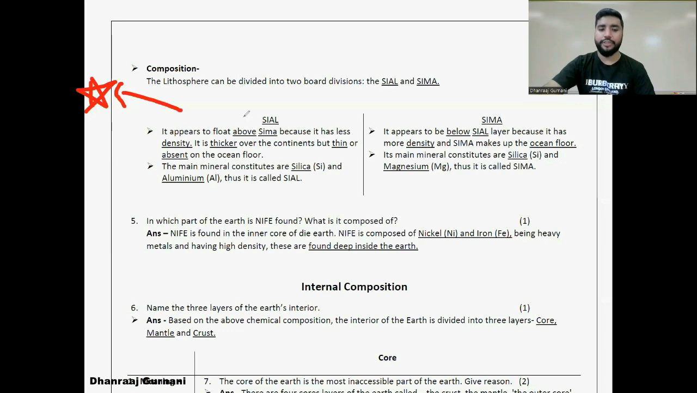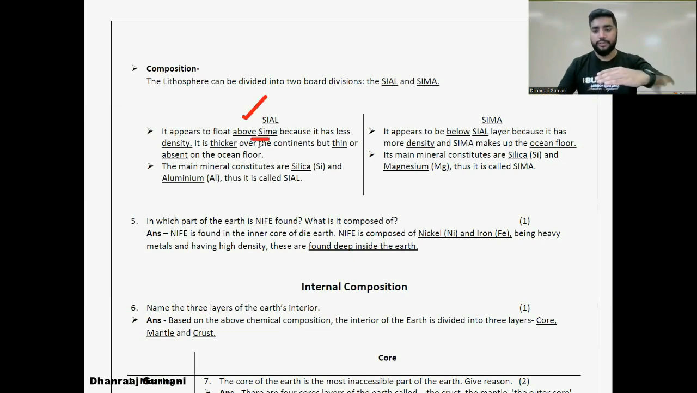Let's see the first point, Sial. It appears to float above Sima. Sial is above Sima. This is because it is less dense. It is thicker over continents, but thin or absent on the ocean floor.